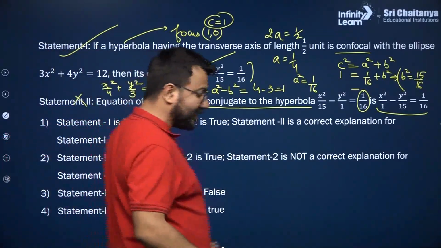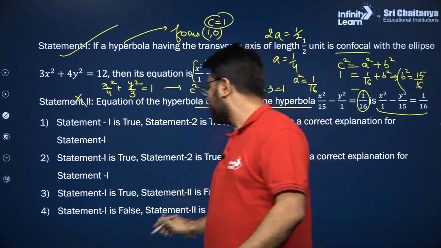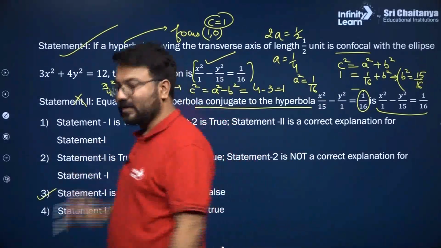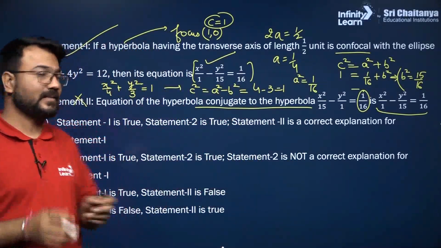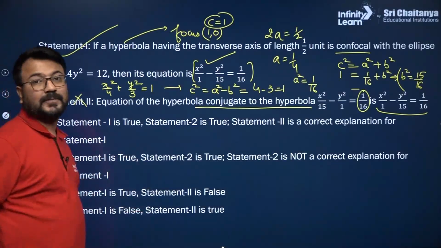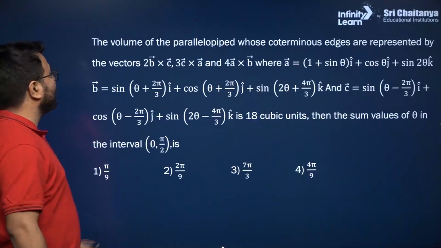Is there any option in which statement 1 is true and statement 2 is false? Yes, option 3. So option 3 will be the final answer of this particular question. Moving ahead to the next question, I hope you are able to understand.